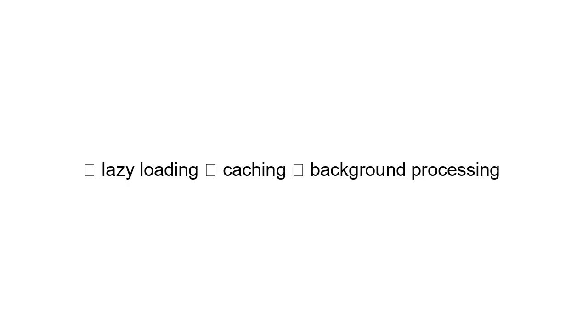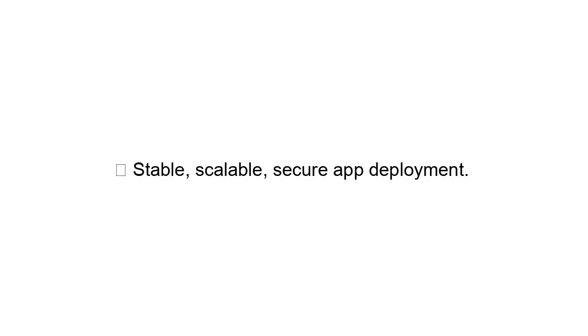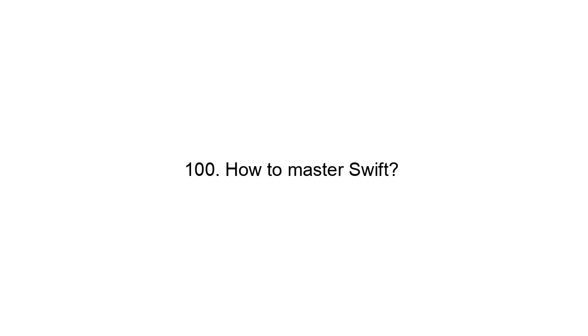Lazy loading. Caching. Background processing. 97. What is accessibility in iOS? Features for users with disabilities. 98. What is localization? Supporting multiple languages. 99. What is production readiness? Stable, scalable, secure app deployment. 100. How to master Swift?